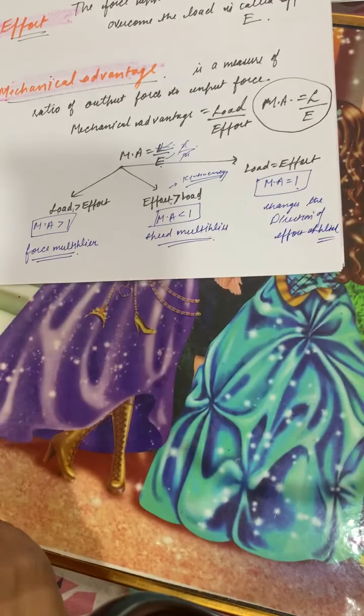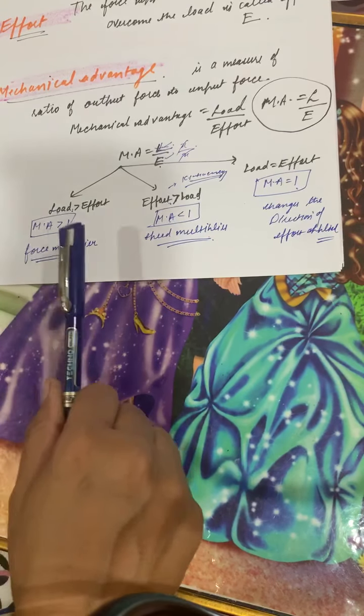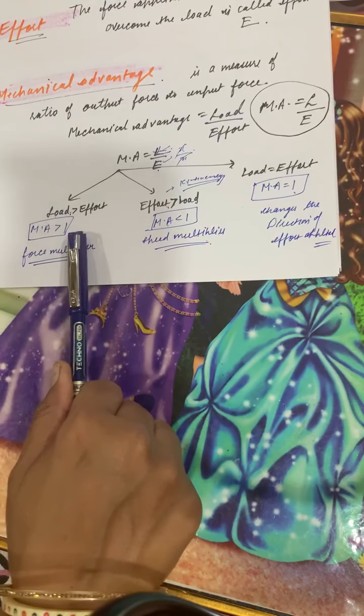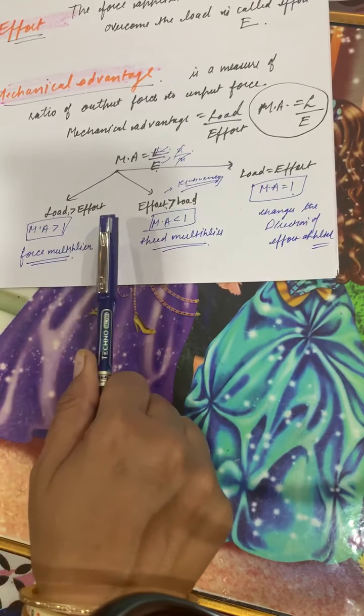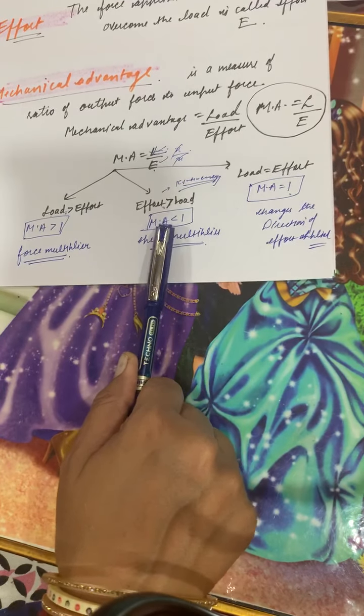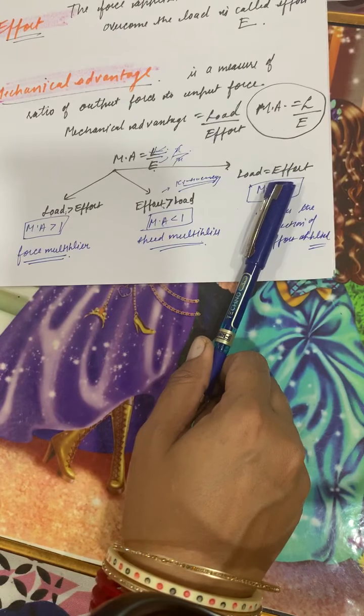While using a machine to overcome a certain load, if the effort needed is less than the load, the machine has mechanical advantage more than 1. If it needs effort greater than the load, its mechanical advantage is less than 1, and it is equal to 1 if effort is equal to the load.